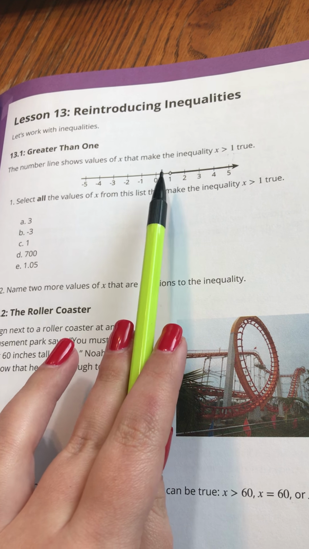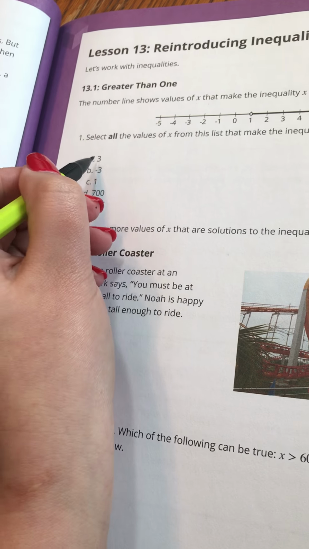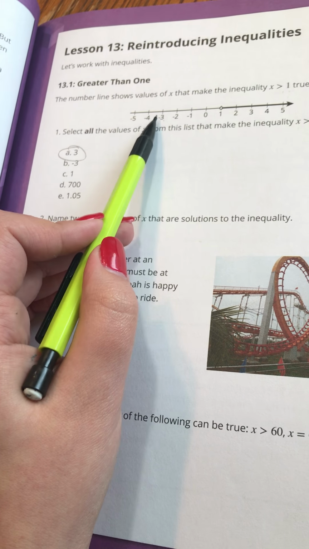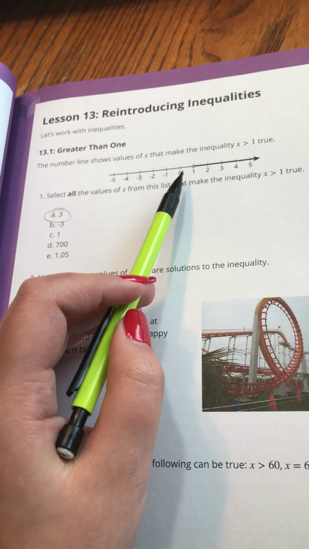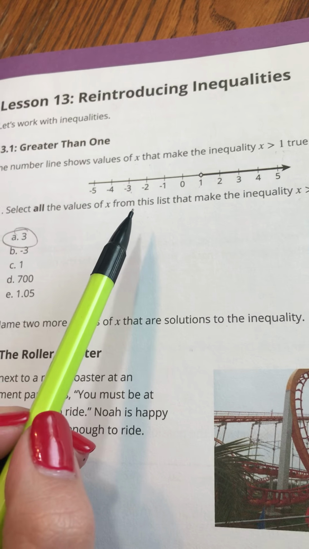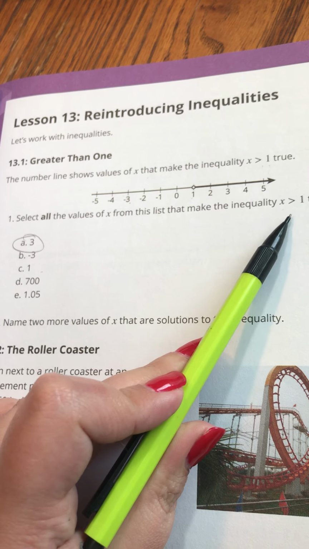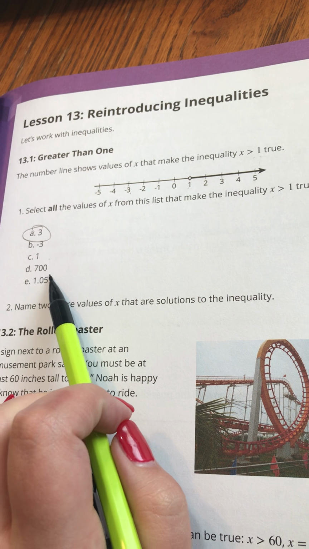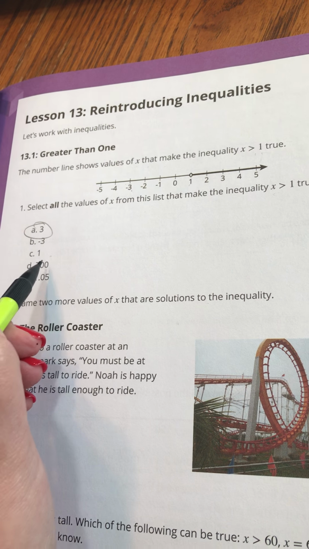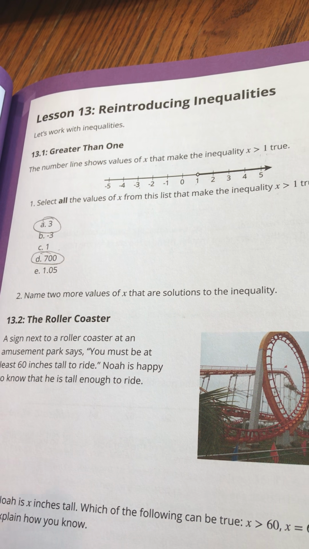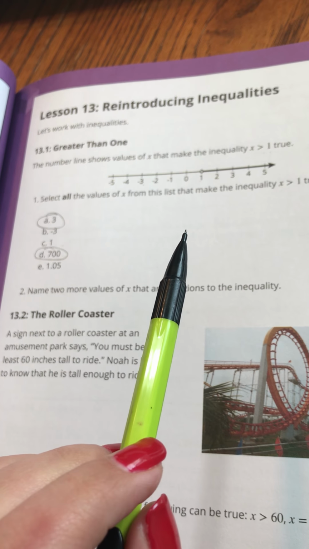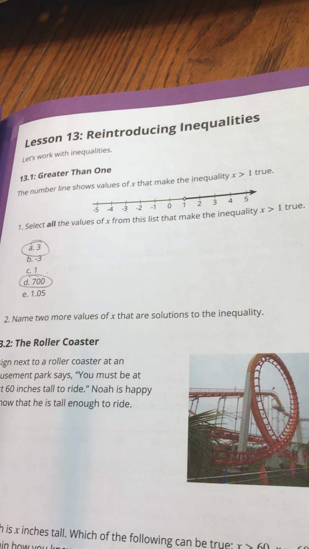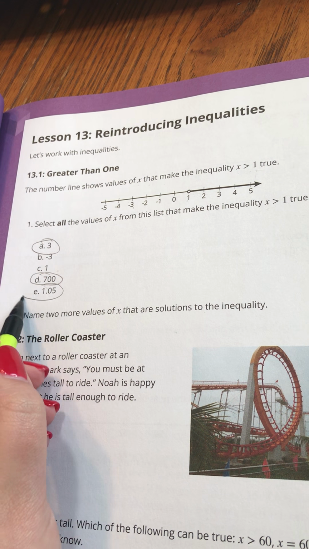Is 3 greater than 1? Yes, it is. What about negative 3? No, it's not, because it's less than it. You would rather have $1 than negative $3. What about 1? No, because it has to be greater than 1, not equal to, just greater. What about 700? Yes, this is true. It's definitely greater than 1. And 1.05? Yes, because it's 0.05 greater than 1.